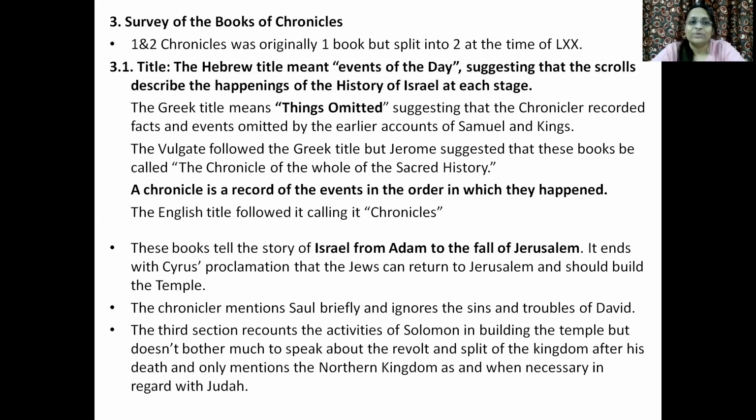Finally, we enter into the third historical book, the survey of the Book of Chronicles. Let's look into this book also very quickly. First and Second Chronicles was also originally one book. It was split into two parts at the time of the Septuagint because of the lack of space in writing. The title of the book: the Hebrew title basically means the events of the day.